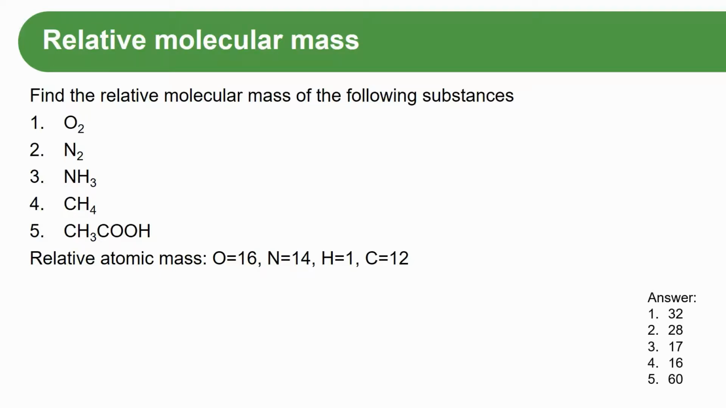Now please check your answers. And I would just like to explain number 5. For CH3COH, we have 2 carbons, 4 hydrogens and 2 oxygens. Therefore, the mass is 60.